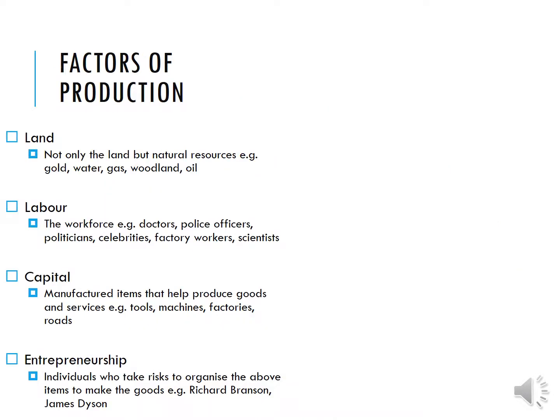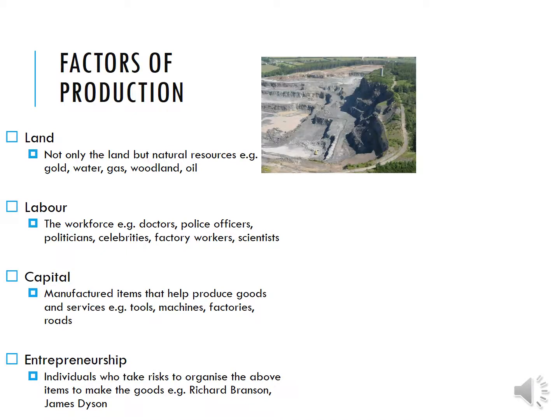And in economics, we group these resources into four different categories. First of all, we have land, which is not only land that we build on, but also natural resources like gold, water, gas, woodland, anything that comes from the earth. So let's make sure we have a good record of this one.